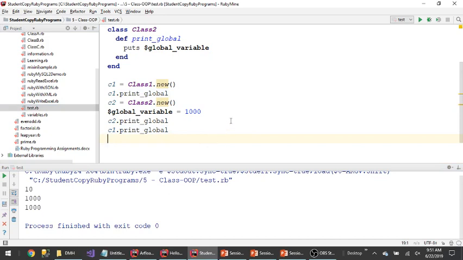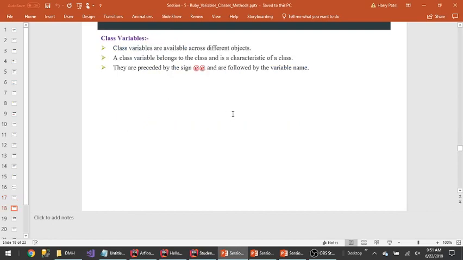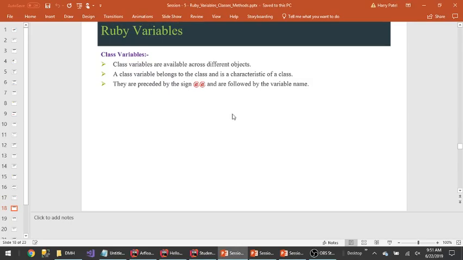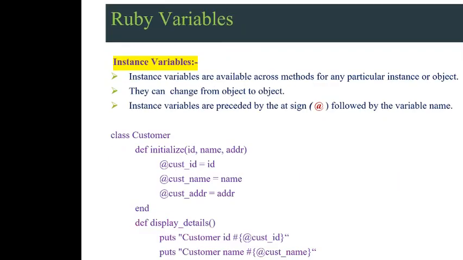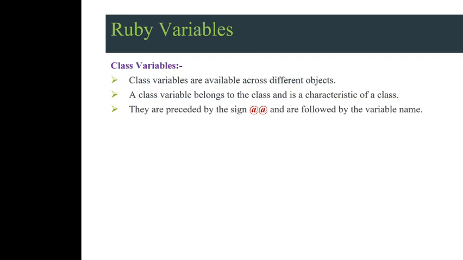Is everybody clear? Right? And the last one, right? So we talked about the class variables, which are accessible across all different objects, right? And basically the sign with the two at symbols over there, followed by the variable name and all those things.